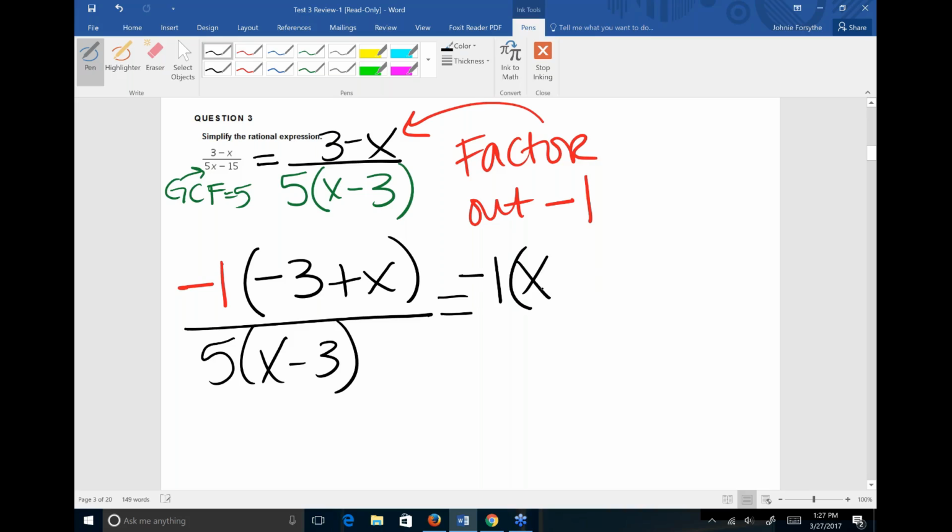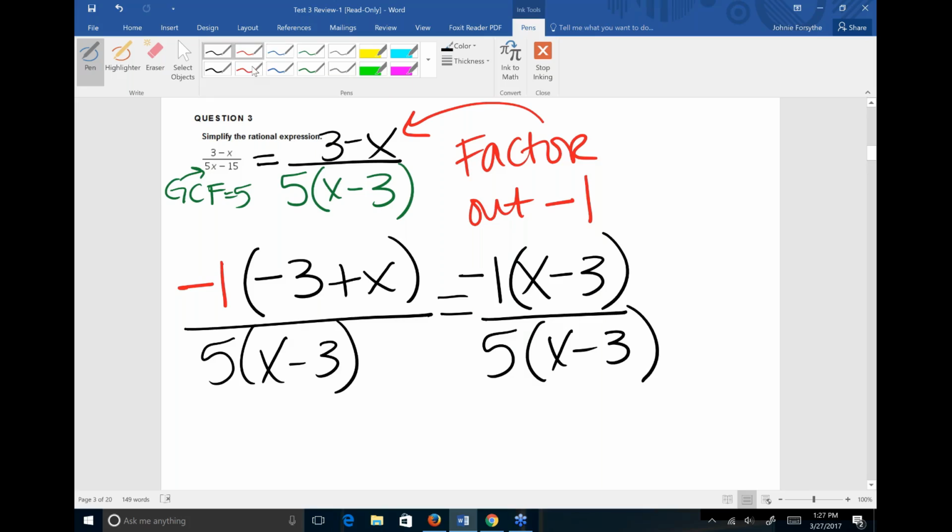This is a positive x, and that's a negative 3 over 5 times x minus 3. So now you see that your x minus 3 factors do cancel out. And then all you're left with is negative 1 over 5. And that's our final answer.